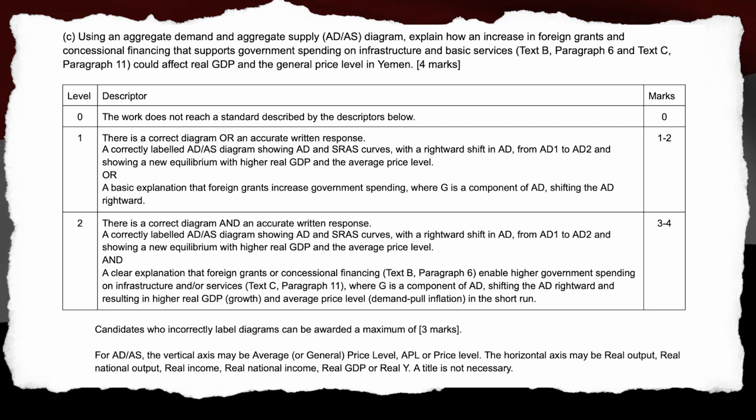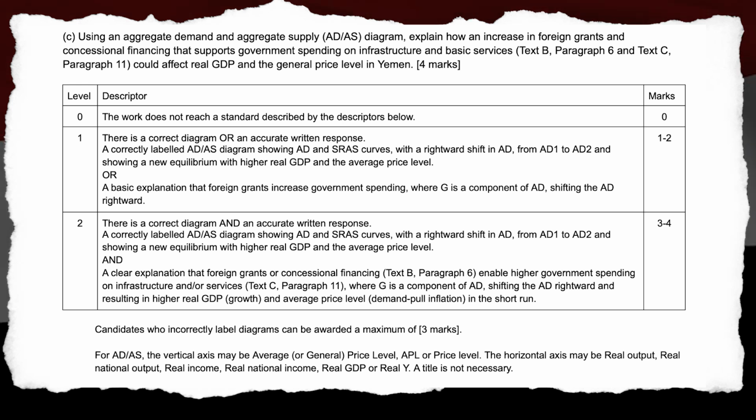Level 2. A correctly labeled AD-AS diagram showing AD and SRAS curves with a rightward shift in AD from AD1 to AD2 and showing a new equilibrium with higher real GDP and average price level, and a clear explanation that foreign grants or concessional financing, Text B, paragraph 6, enable higher government spending on infrastructure and/or services, Text C, paragraph 11, where G is a component of AD, shifting the AD rightward and resulting in higher real GDP and average price level in the short run. 3 to 4 marks.